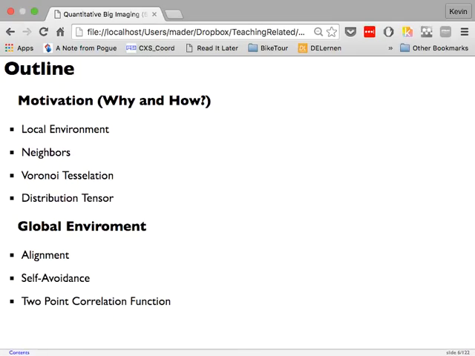And that's what we cover in this lecture. The motivation is really looking at the local environment. How closely are the cells spaced together? How many neighbors do the cells have? What is the Voronoi tessellation, and how does this help us understand these structures? How does this then map to distribution, and how can we quantify that? And then the global environment. The global environment is looking at the entire object, and how do we quantify things like alignment?